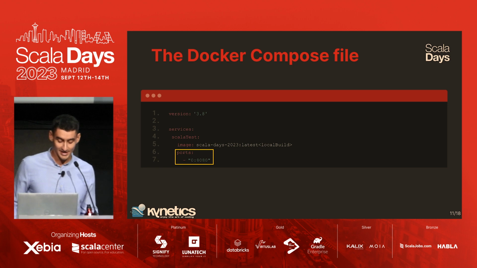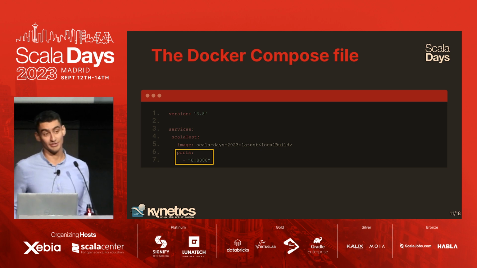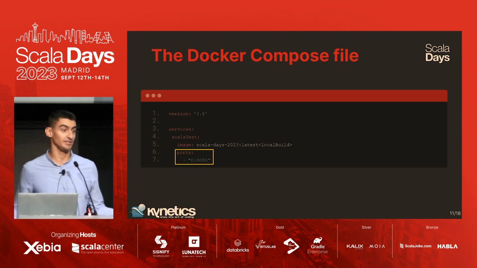We are essentially publishing port 8080 of the container to a random port on our workstation or testing environment for us to send HTTP requests to this container.